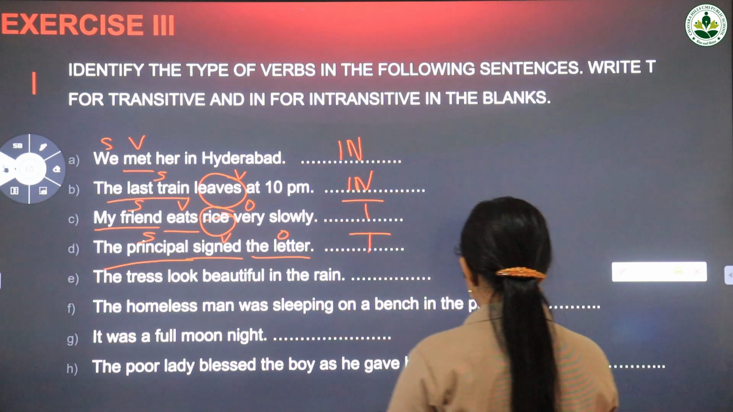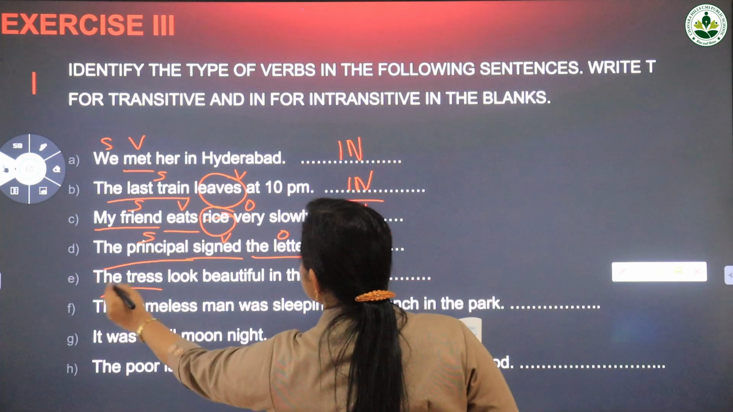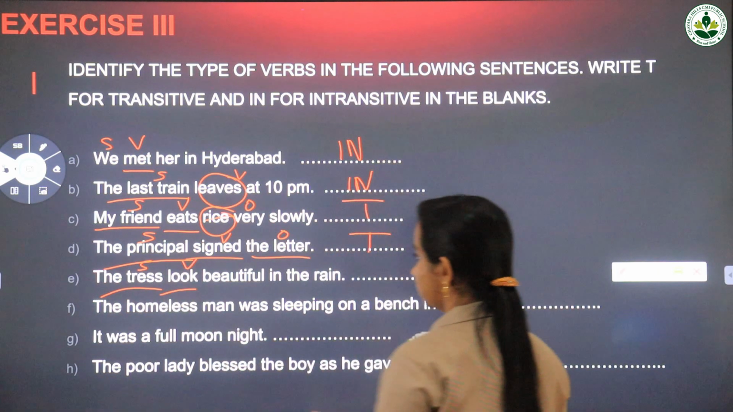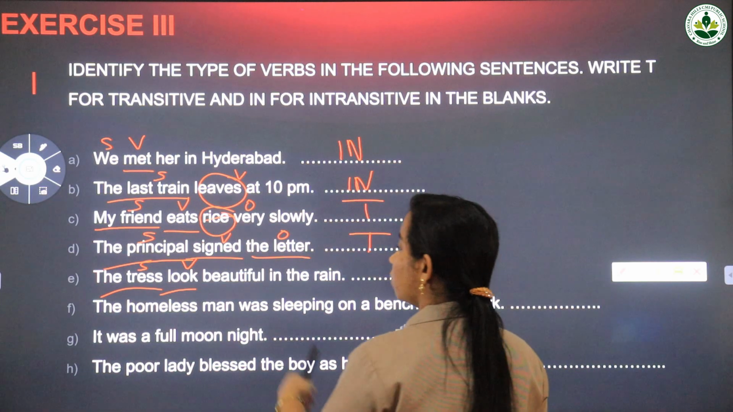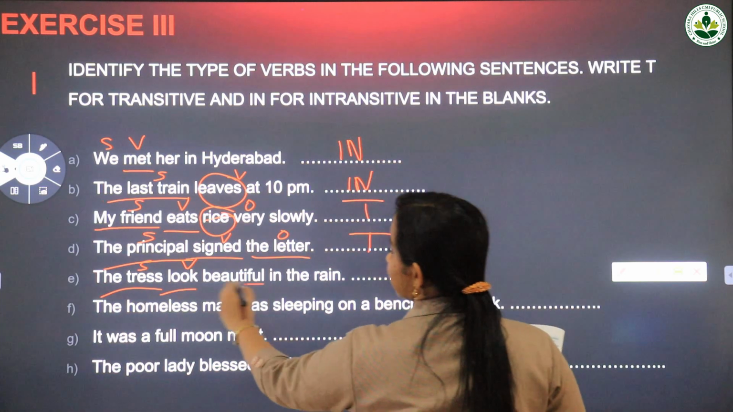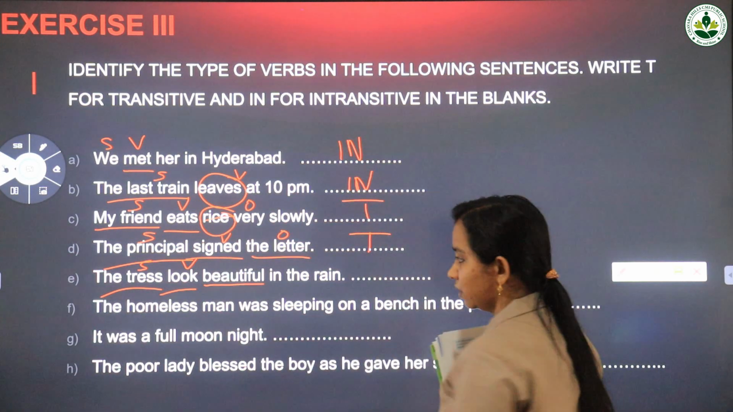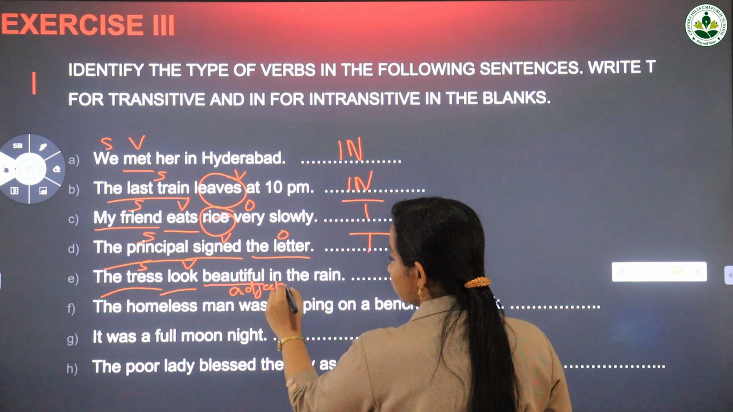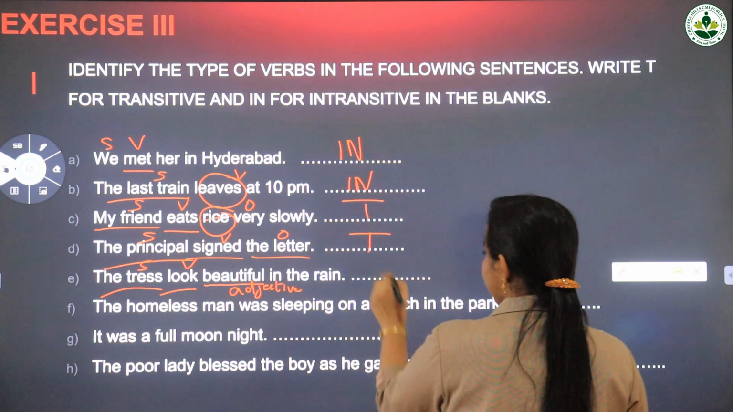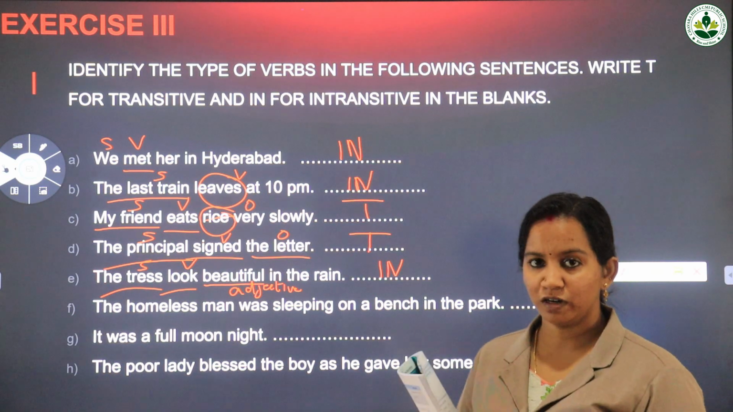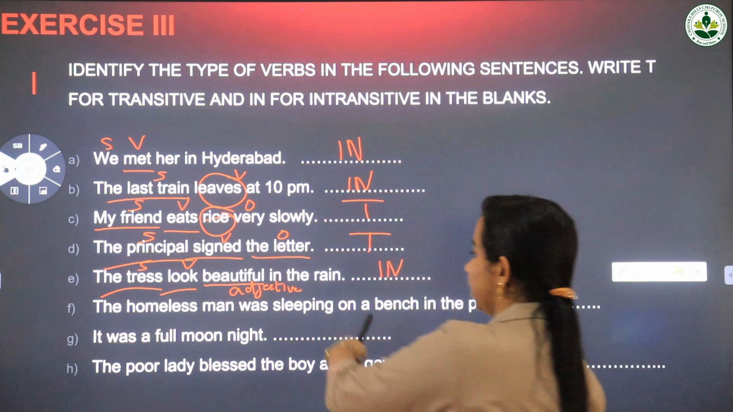The trees look beautiful in the rain. Trees is the subject, look is the verb. Look what? It's not given. Look beautiful in the rain. So beautiful here is the adjective, not the object, okay? It's not the object, so you have to keep that in mind. So here it's an intransitive verb because the object is not given, and without the object also the meaning is complete.